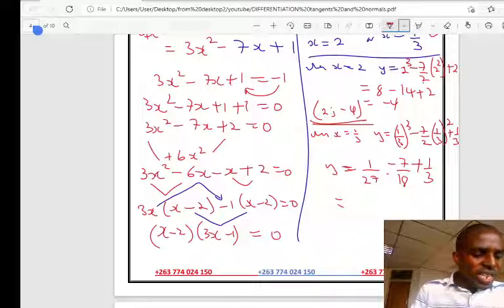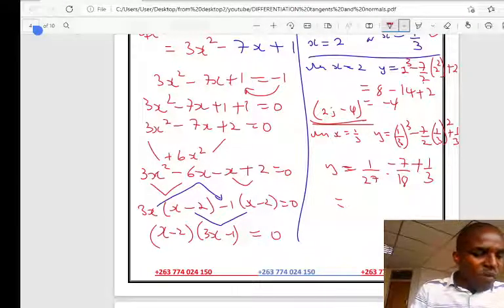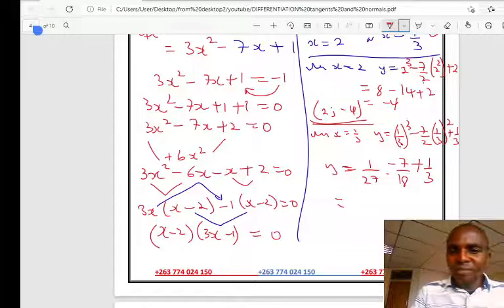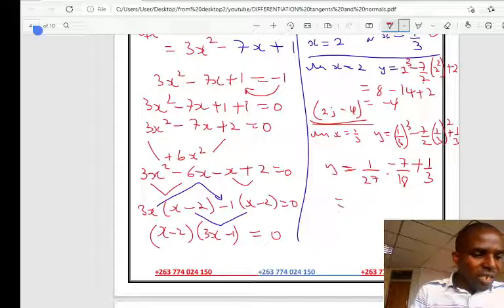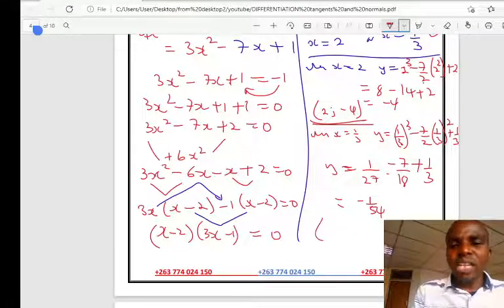1 over 27 minus 7 over 18, plus 1 over 3. You get minus 1 over 54. Like this. So this will be another point. When x is equal to 1 over 3, what will be y? It's minus 1 over 54.